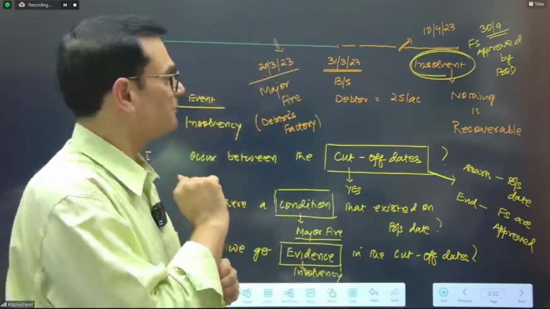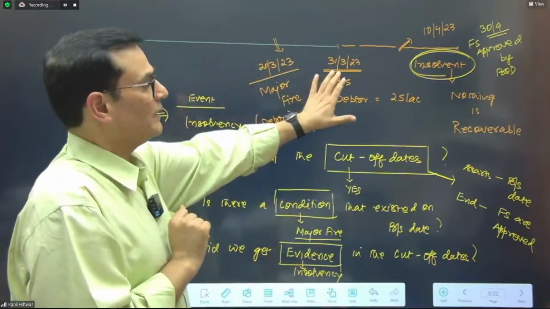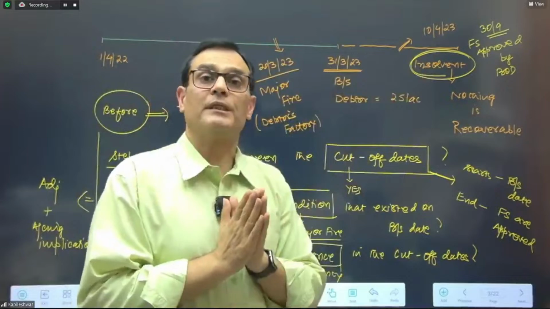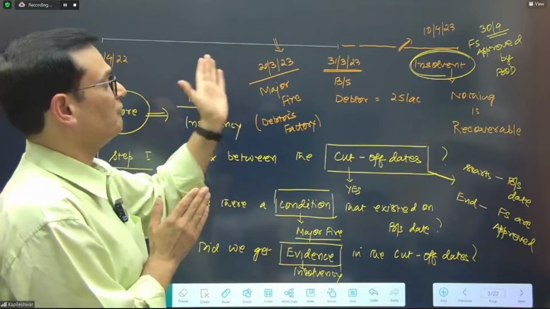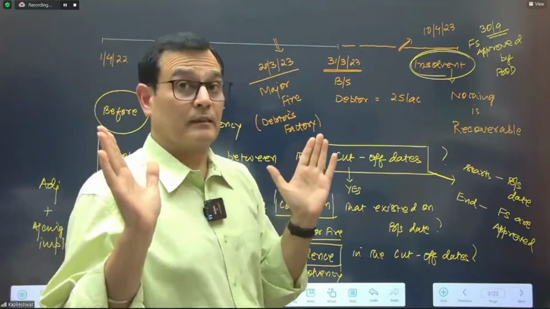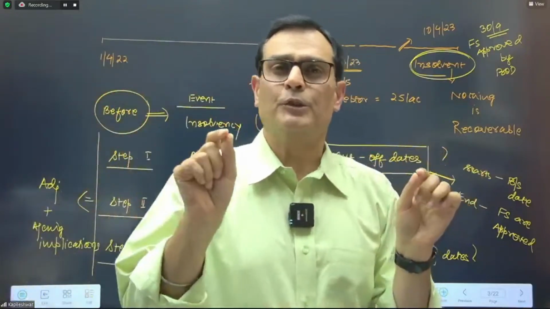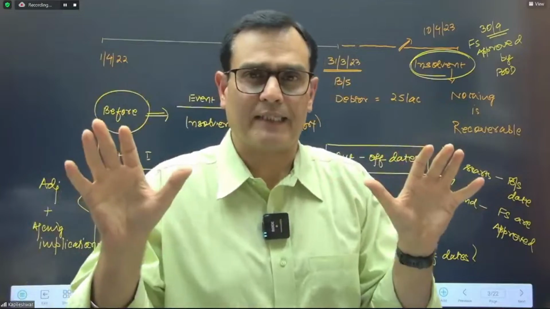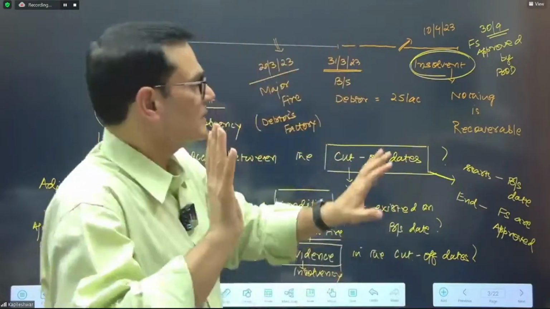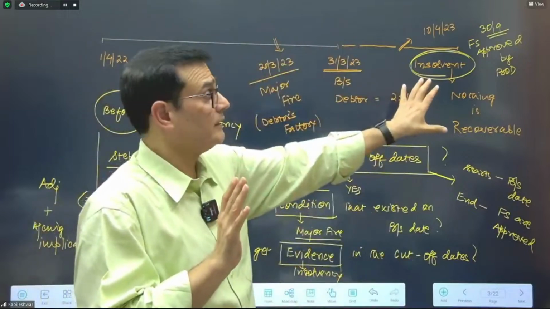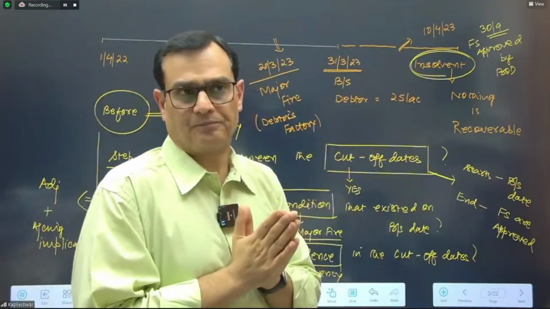I gave you an example where I said after the balance sheet date, the customer became insolvent. And there was a major fire before the balance sheet date. The company in question never knew. They had no knowledge of the fact that there had been a major fire at the customer's premises. We just came to know after the balance sheet date that he has become insolvent.